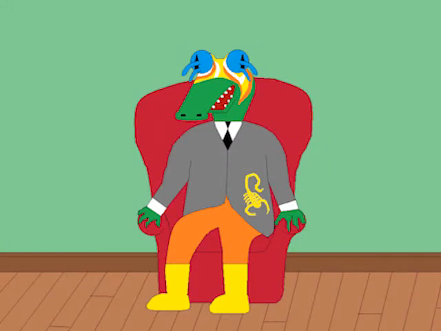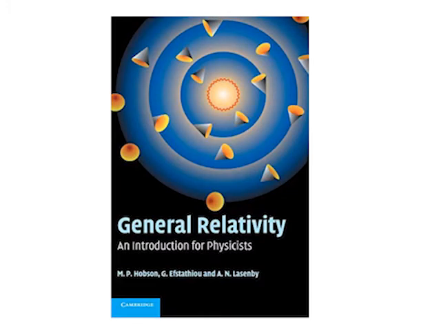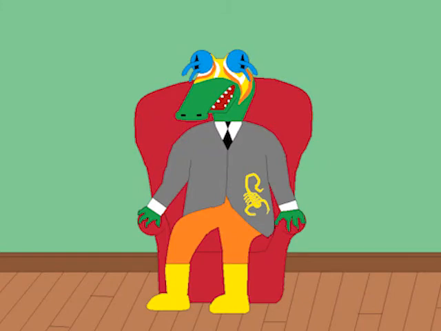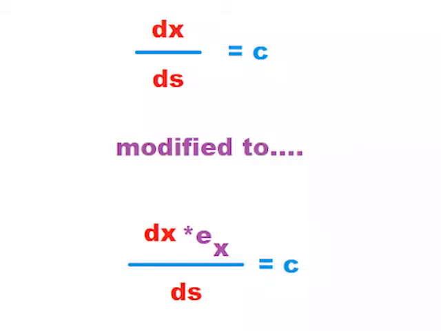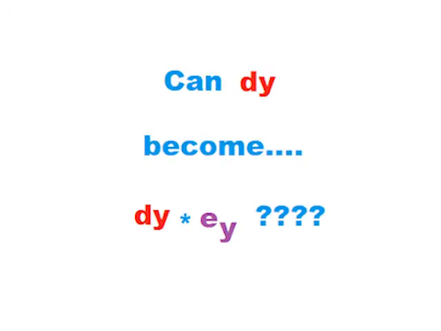If I recall correctly, I did not just come up with the formula dx over ds times ex equals c out of thin air, but got it from page 72 of the book General Relativity, an Introduction for Physicists by Hobson, Efstathiou, and Lazenby. I can't remember if it came directly from there or if I modified what they wrote down a bit. So if I could modify the dx to dx times ex in the formula to make it correct, why couldn't I do the same thing with dy and multiply it by ey?